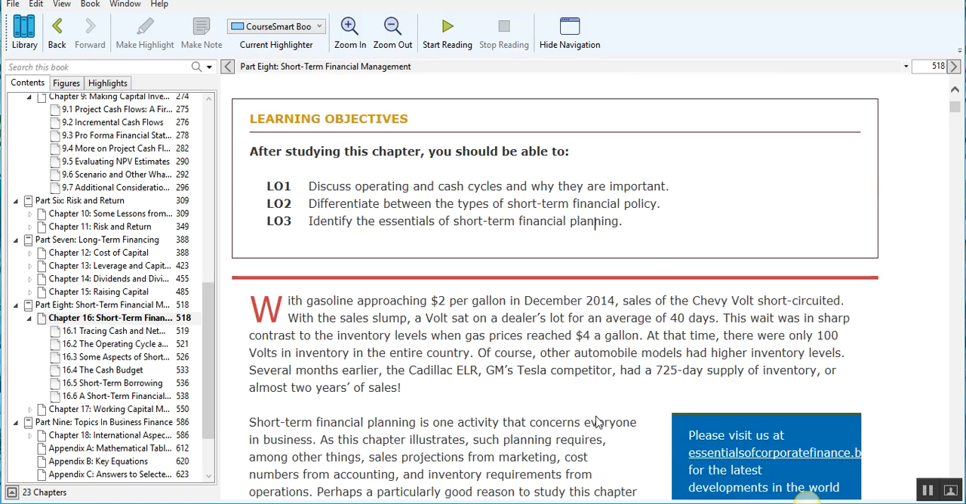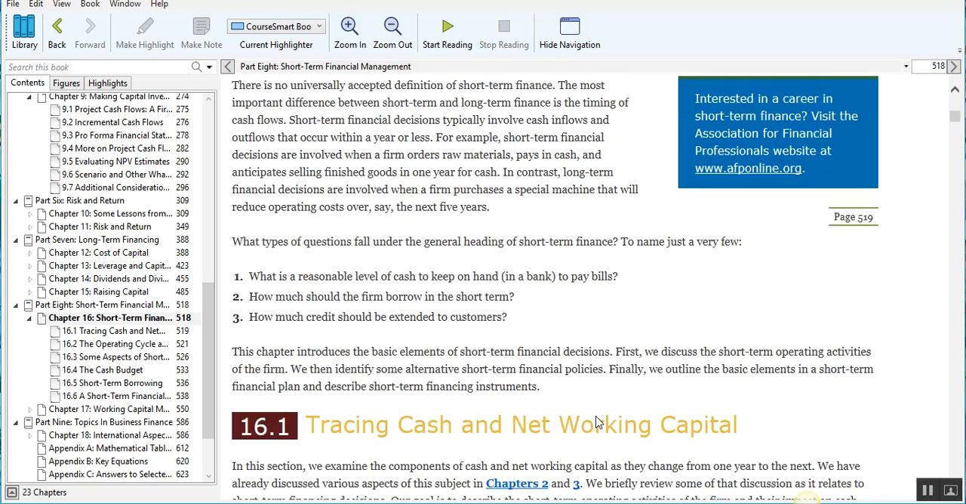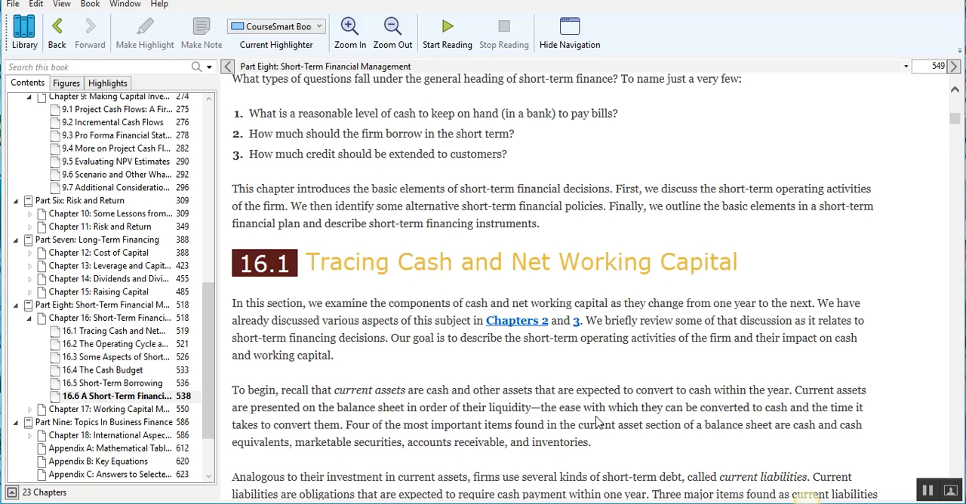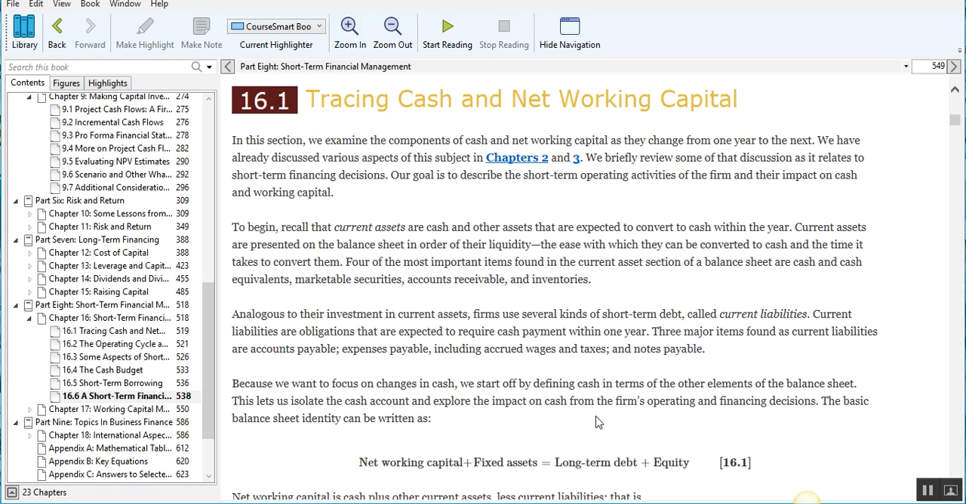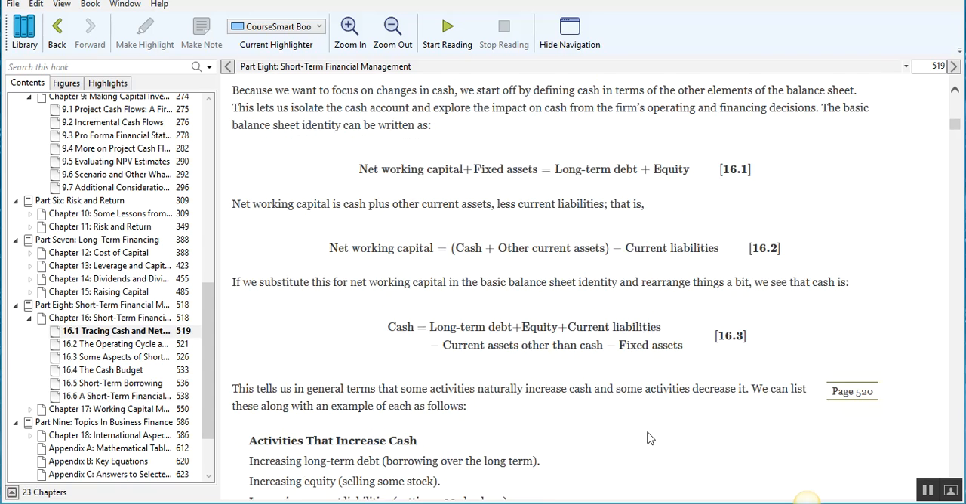We have short-term planning, and when we talk about short-term planning, one of the first things you're going to need to know about is how to trace cash and net working capital. They talk about this in the chapter quite a bit, and you're going to need to be able to do this because you have some problems where you're looking at the operating cycle. So in the book, they go through a series of formulas and show you how they get to the place where they can calculate cash based on these elements in the financial statements.